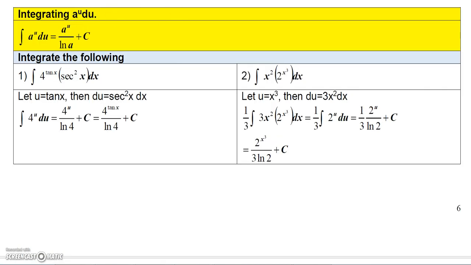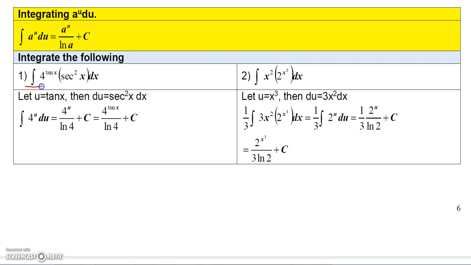Okay, now if you integrate a to the u du, you actually would get a to the u divided by natural log of a plus a c. But you've got to make sure that your integral is actually of the form a to the u du. So let's take a look at an example.